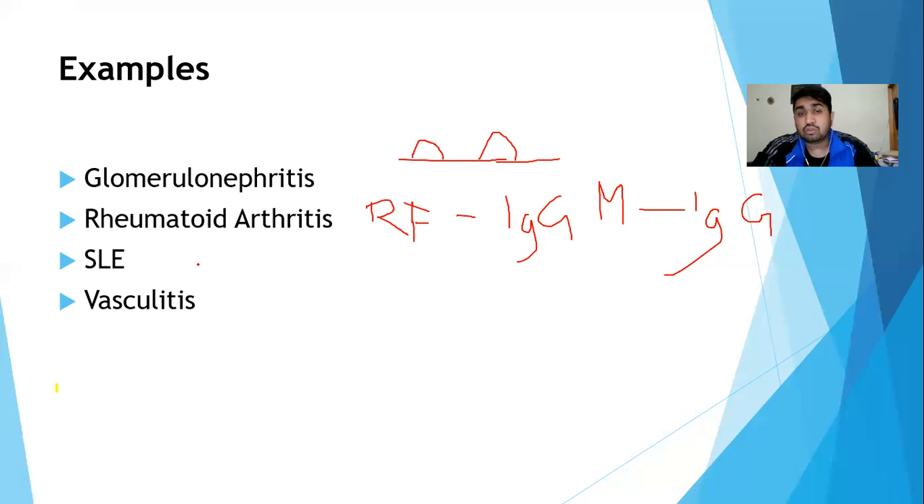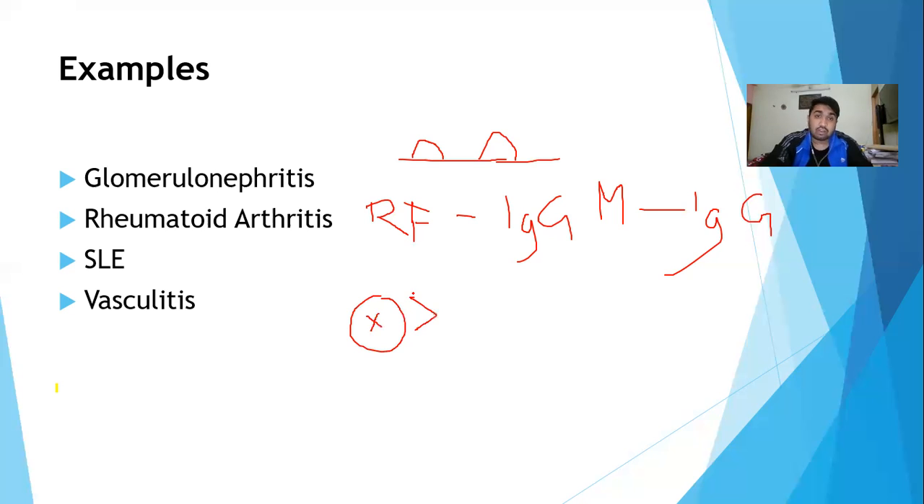Now the SLE. In SLE, the antigen is human DNA. Human DNA acts as an antigen, or the human nucleus can also act as an antigen. So it is the DNA or the nucleus; both can be the antigen. And the antibody attacks the human DNA or nucleus. This causes lysis of the cell, that means cell death, and the cell products come out. The typical features of SLE, like butterfly rash over the face, alopecia, and oral ulcer, occur due to this mechanism. And the last one is vasculitis.